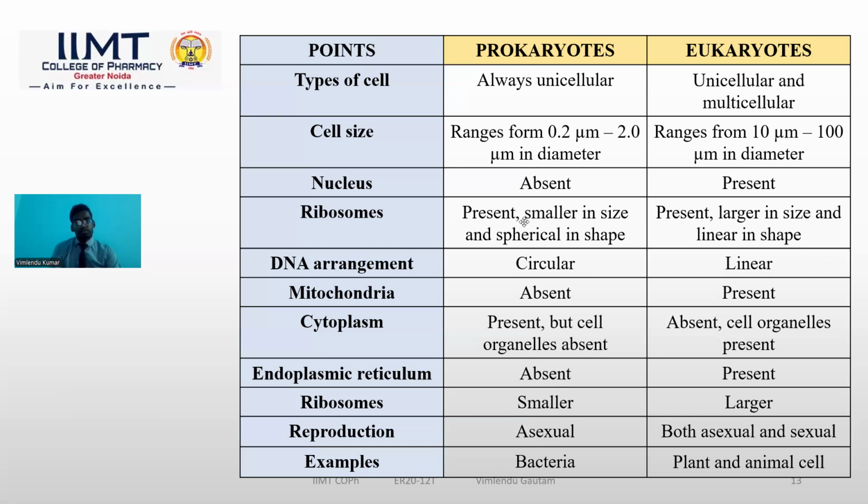Reproduction: prokaryotes grow by the process of asexual reproduction, whereas eukaryotes follow both asexual and sexual reproduction. Examples of prokaryotes are bacteria, and examples of eukaryotes are plant and animal cells.